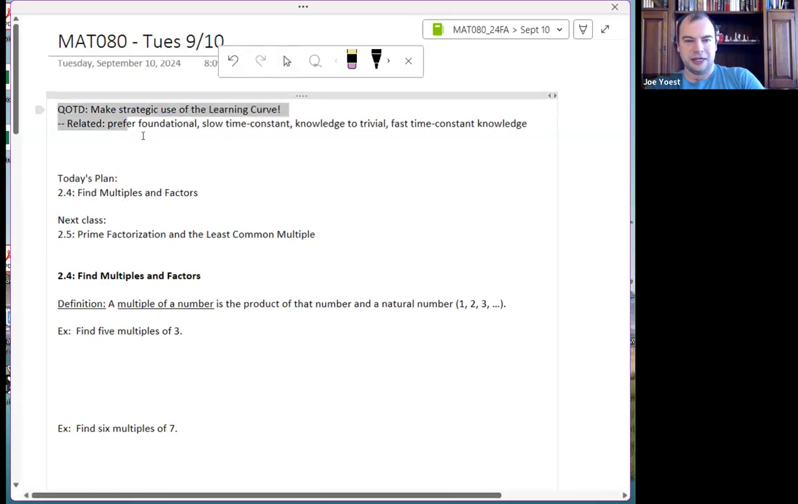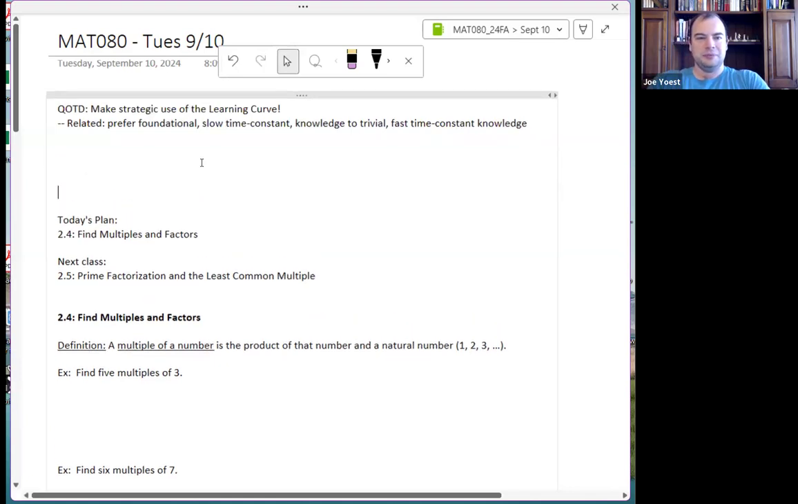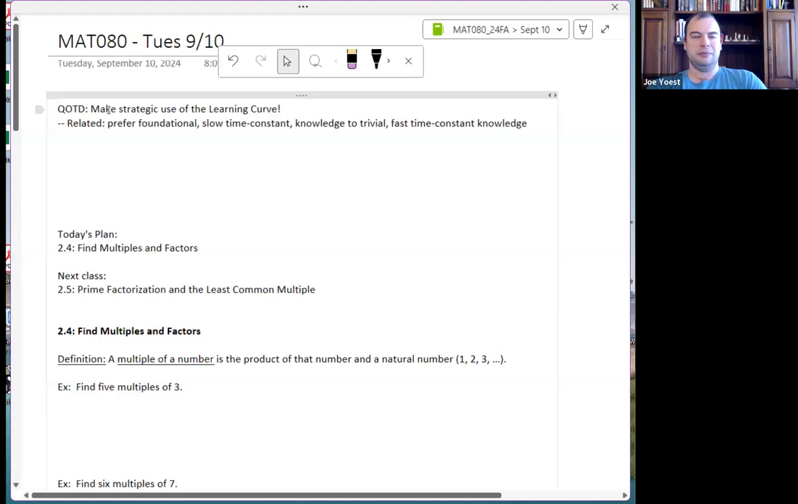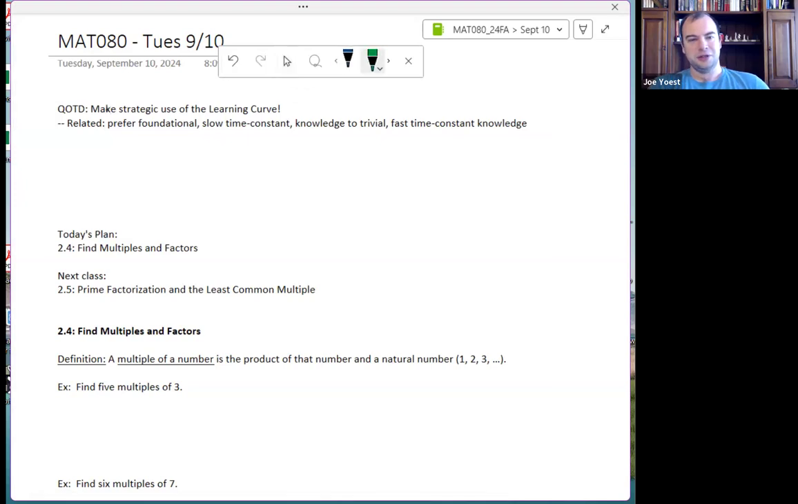And the quote of the day for today, or really idea of the day, kind of two related ideas, but both related to making strategic use of the time that you spend learning material. I know that we haven't talked about graphing and curves and so on, but a lot of people have heard of the learning curve, and the idea is something like this: if you look at the relationship between time and knowledge, time spent studying or learning a subject versus knowledge or expertise gained in that subject.